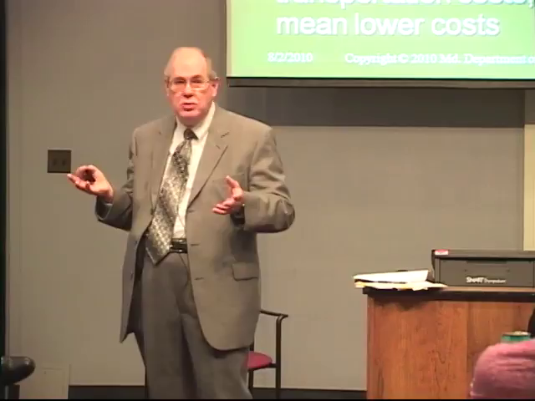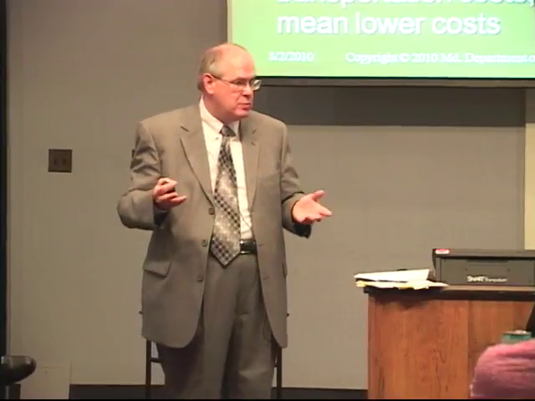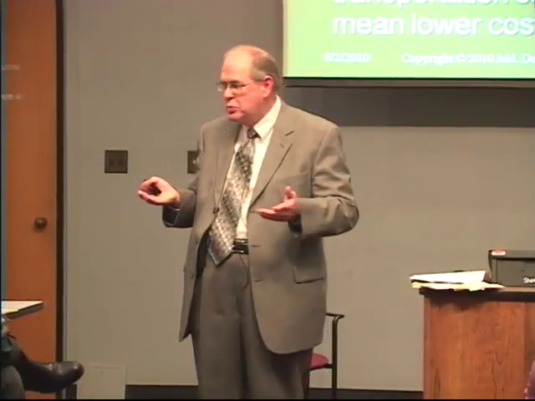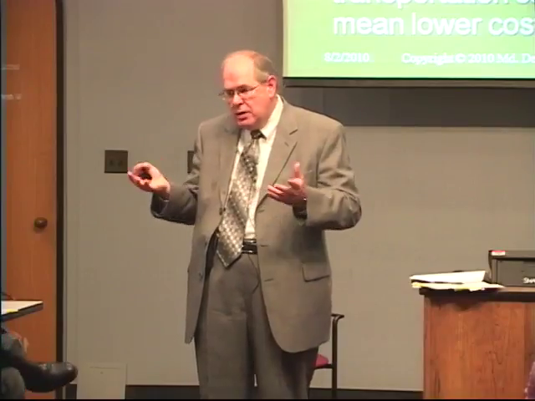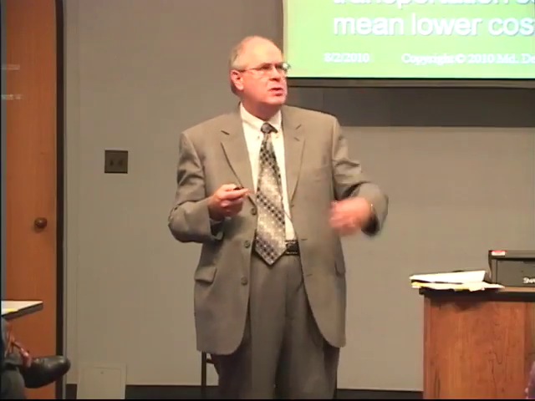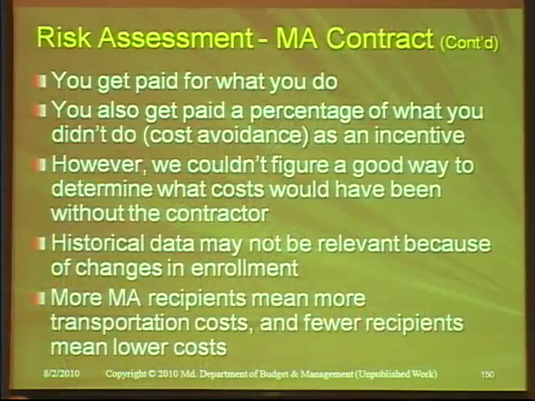All right, so you've had at least a 200,000 person increase. A 30% increase, so there's going to be more trips. If there are more trips now than there were before, and those trips are perhaps solely attributable to more enrollment, now maybe you can figure out something per enrollee, or maybe that's another complication. More MA recipients mean more transportation costs, fewer recipients means lower costs.